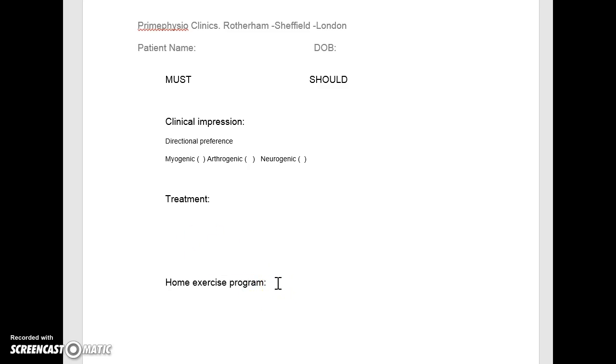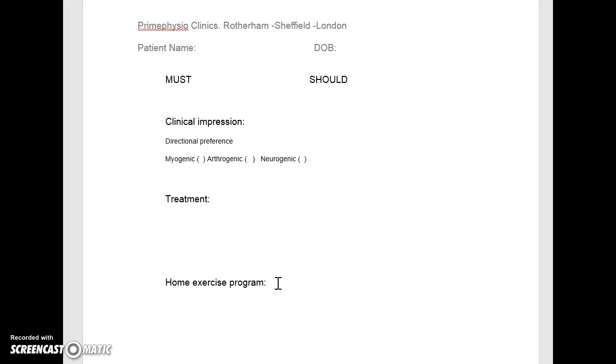Home exercise program, be careful not to give the patient too many exercises, because the research says that if you give the patient too many exercises, he will end up doing none. So make it specific, functional, and not really time consuming, so the patient can do them easily, and this will increase or maximize the patient's compliance with the treatment.